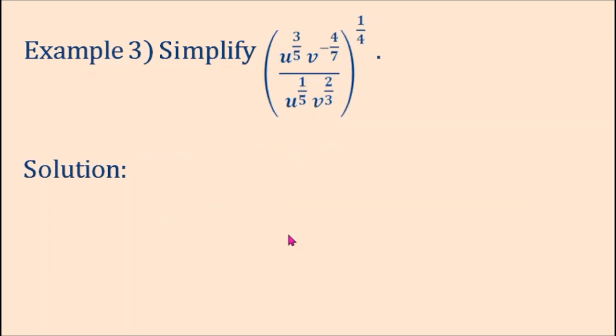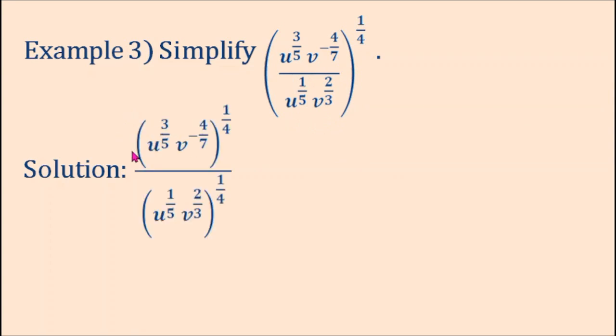Example number 3. Simplify the quantity u to the power of 3 over 5, v to the power of negative 4 over 7 over u to the power of 1 over 5 and v to the power of 2/3, raised to the power of 1/4. From our power of a quotient rule, this 1/4 is the power of the numerator and also the power of the denominator.